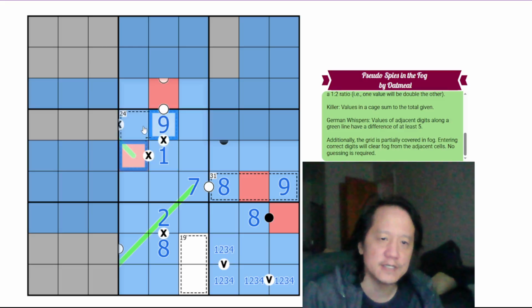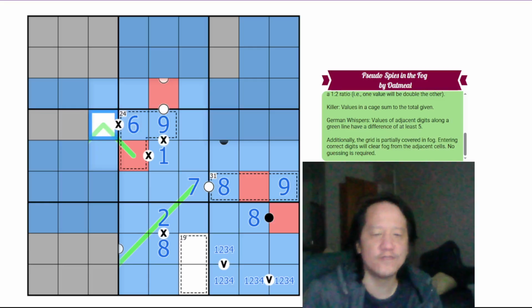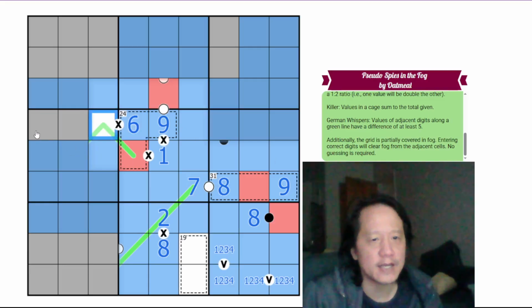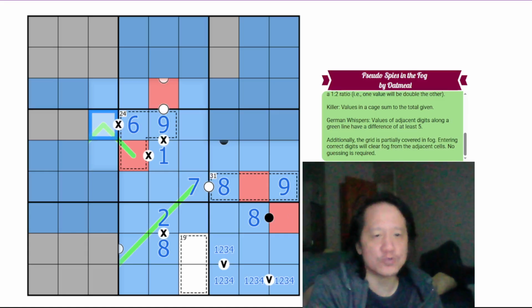24 minus 18 is 6. So this is 6, which makes this 4 in value. And it cannot be, so it's 1, 2, 3. So it's 4 plus 3, which is 7 if it's a pseudo digit. So this cannot be a pseudo digit. So this is 4, an actual 4.